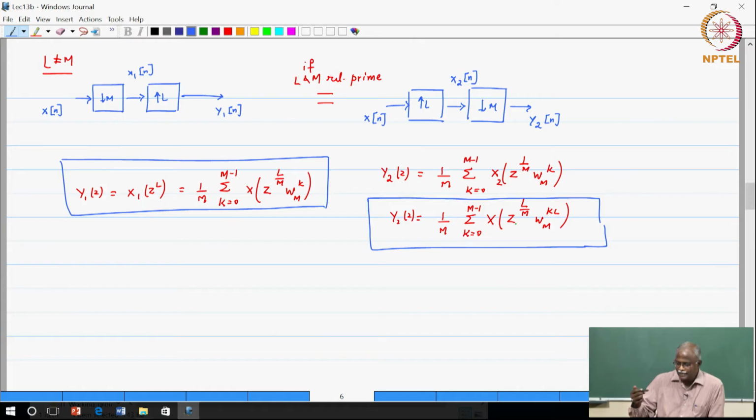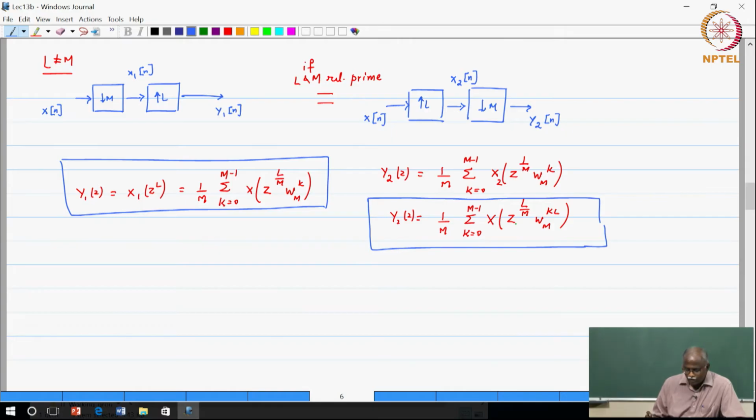Now, if L and M are not relatively prime, for example if they were 3 and 6, or there are some common factors between them, then the upsampling and the downsampling operations give different results. So this result does not hold; the equivalence only holds when L and M are relatively prime, otherwise you will get different signals on both sides.